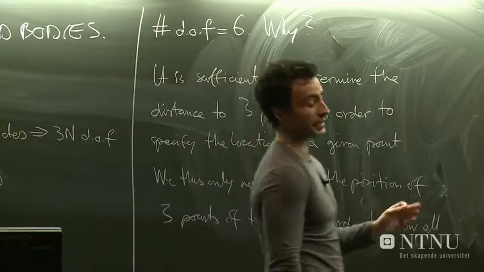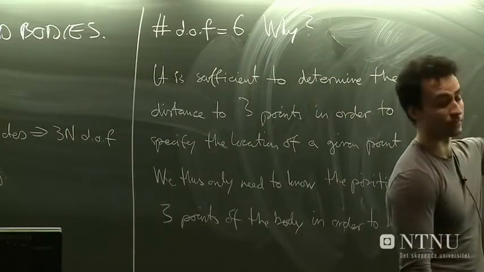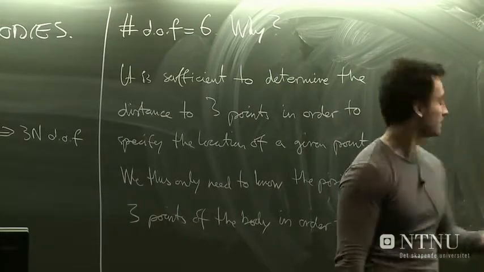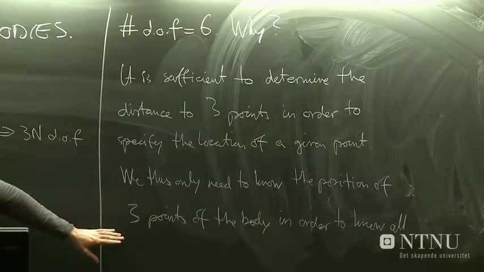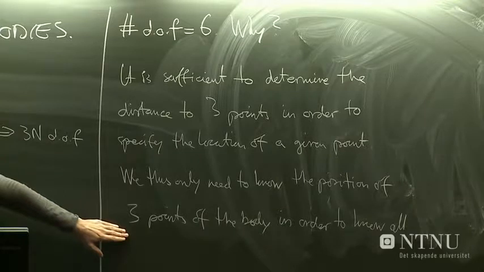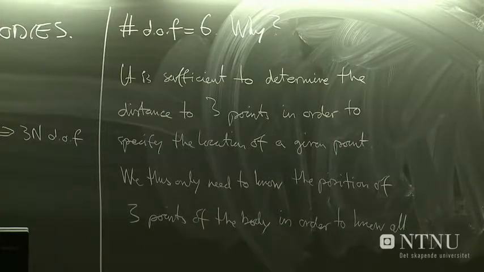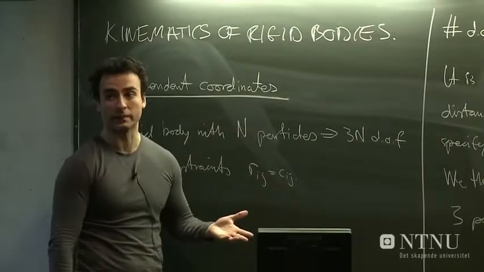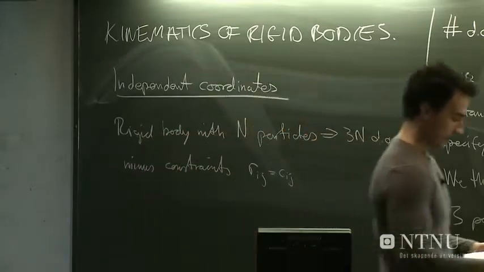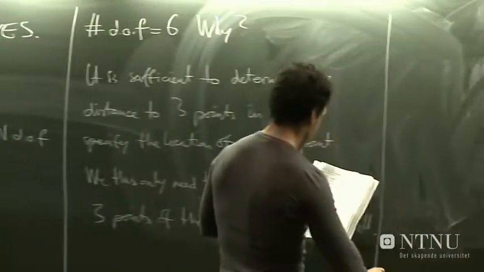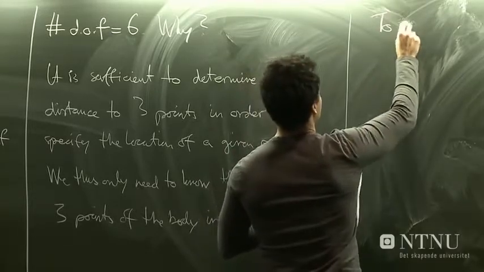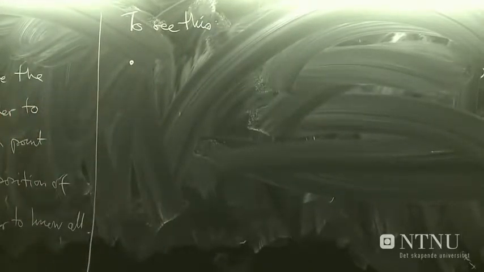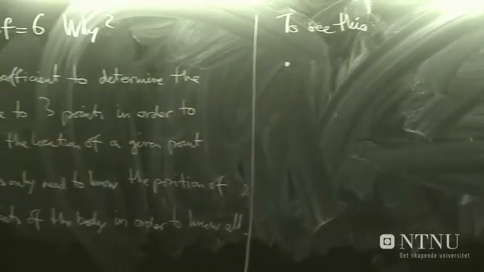So if you want to characterize some point in space, it's sufficient to characterize the distance from this point to 3 other points in order to uniquely determine its location. So in other words, if we know the position of 3 points in a rigid body, then by these constraints, we know the position of all of the other points in the body, and hence we know the shape of the body. So to see this, we first have to specify the location of point 1.